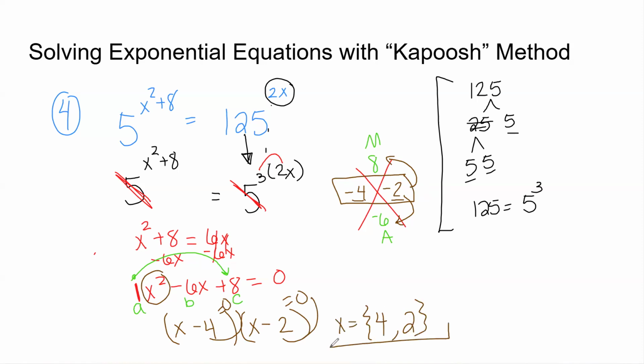And there we are. So we do have 2 answers because we were working with a quadratic. So that's not very surprising that we got 2 answers. And there we are. Great.